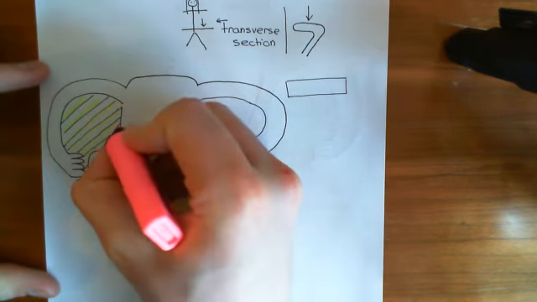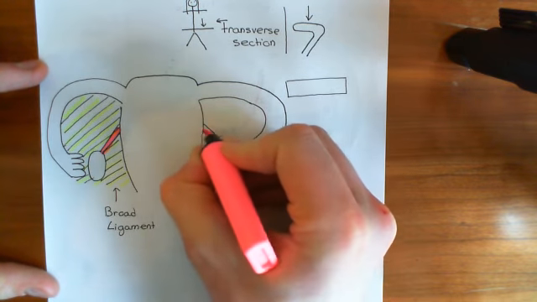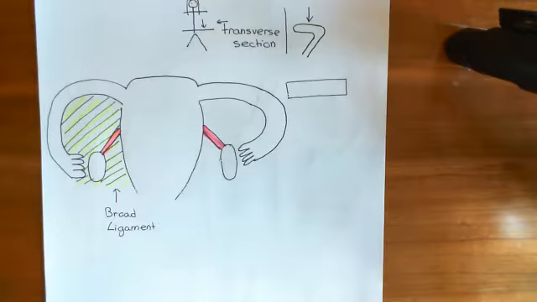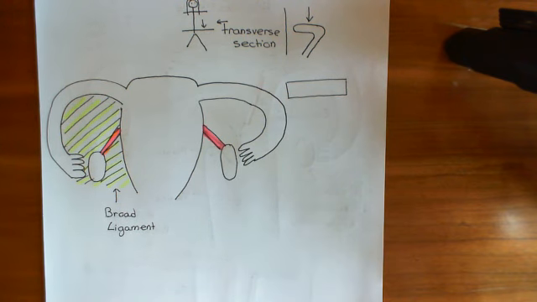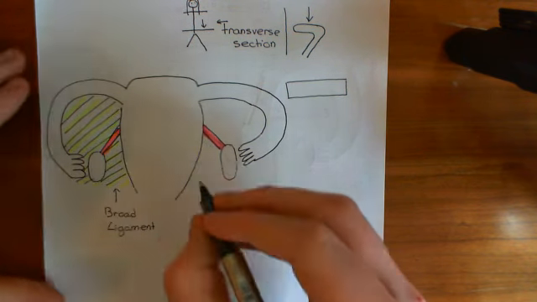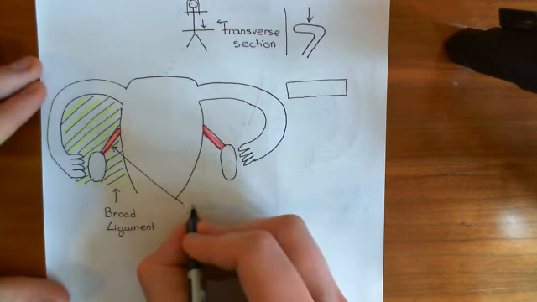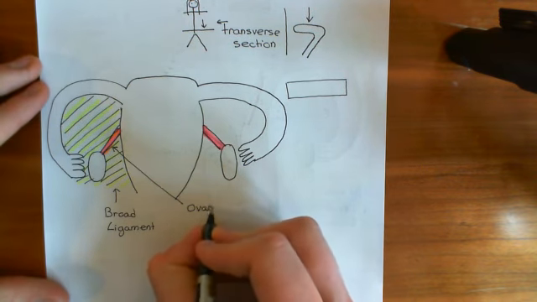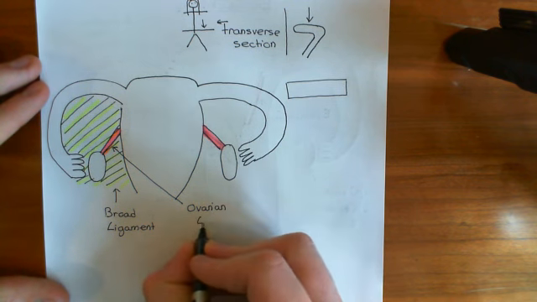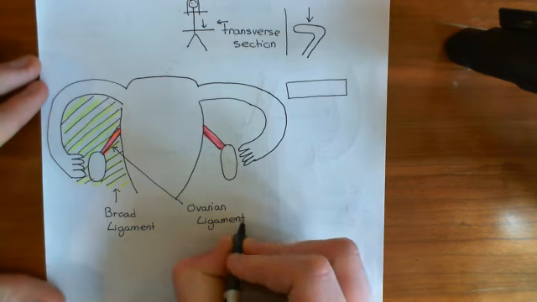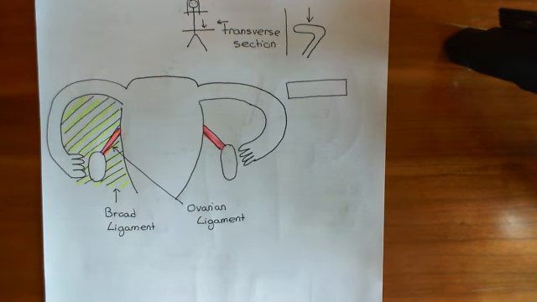So you've got this other ligament that runs inside of the broad ligament, basically. This ligament is what's known as the ligament of the ovaries, or the ovarian ligament. So this is the ovarian ligament. Now the uterine ligament is neither of these. So the uterine ligament is not the broad ligament or the ovarian ligament.